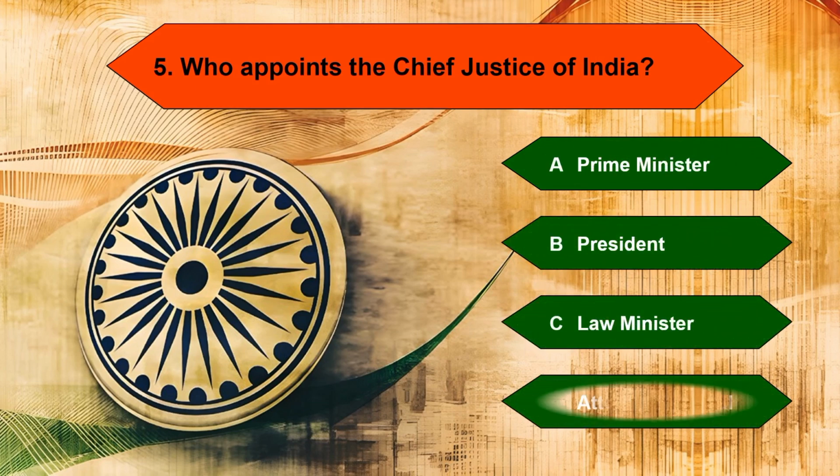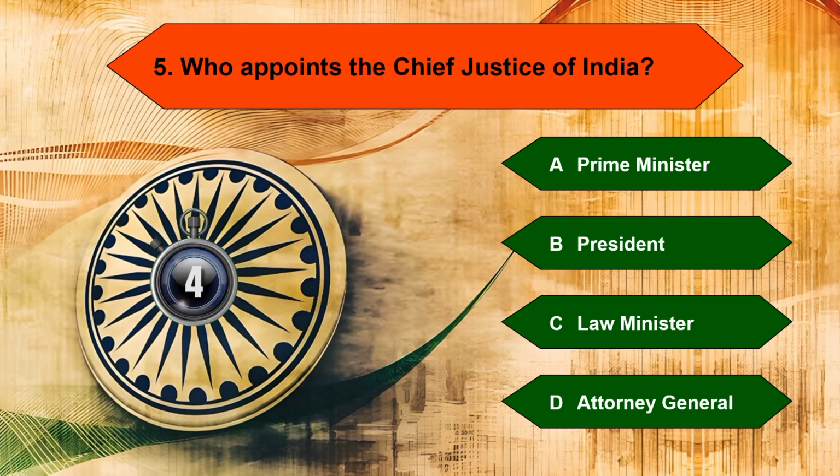Fifth, who appoints the Chief Justice of India? A. Prime Minister. B. President. C. Law Minister. D. Attorney General. B. President.